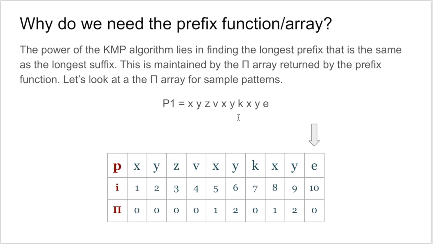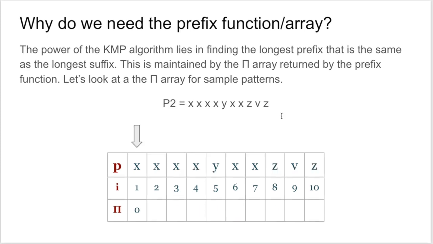So this is basically a prefix table or a prefix array. This will be used by the KMP matcher to figure out the pattern in the string. Here I have my P2 that looks like XXXXYXXZVZ. Initially the first element of my prefix array has to be 0. If I look at the XX substring, then yes, the longest prefix matches the longest suffix with length 1, so I would have the prefix array index 2 as 1.